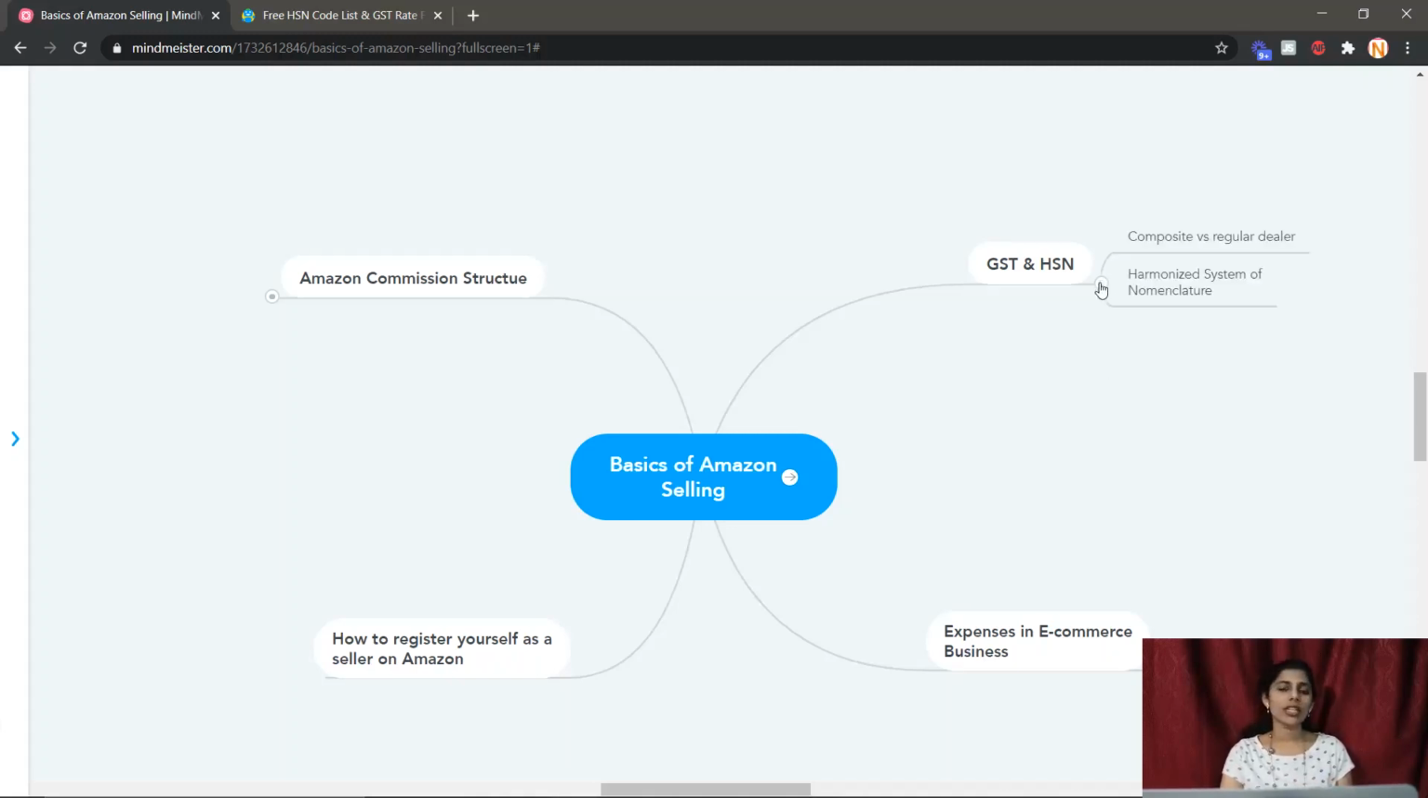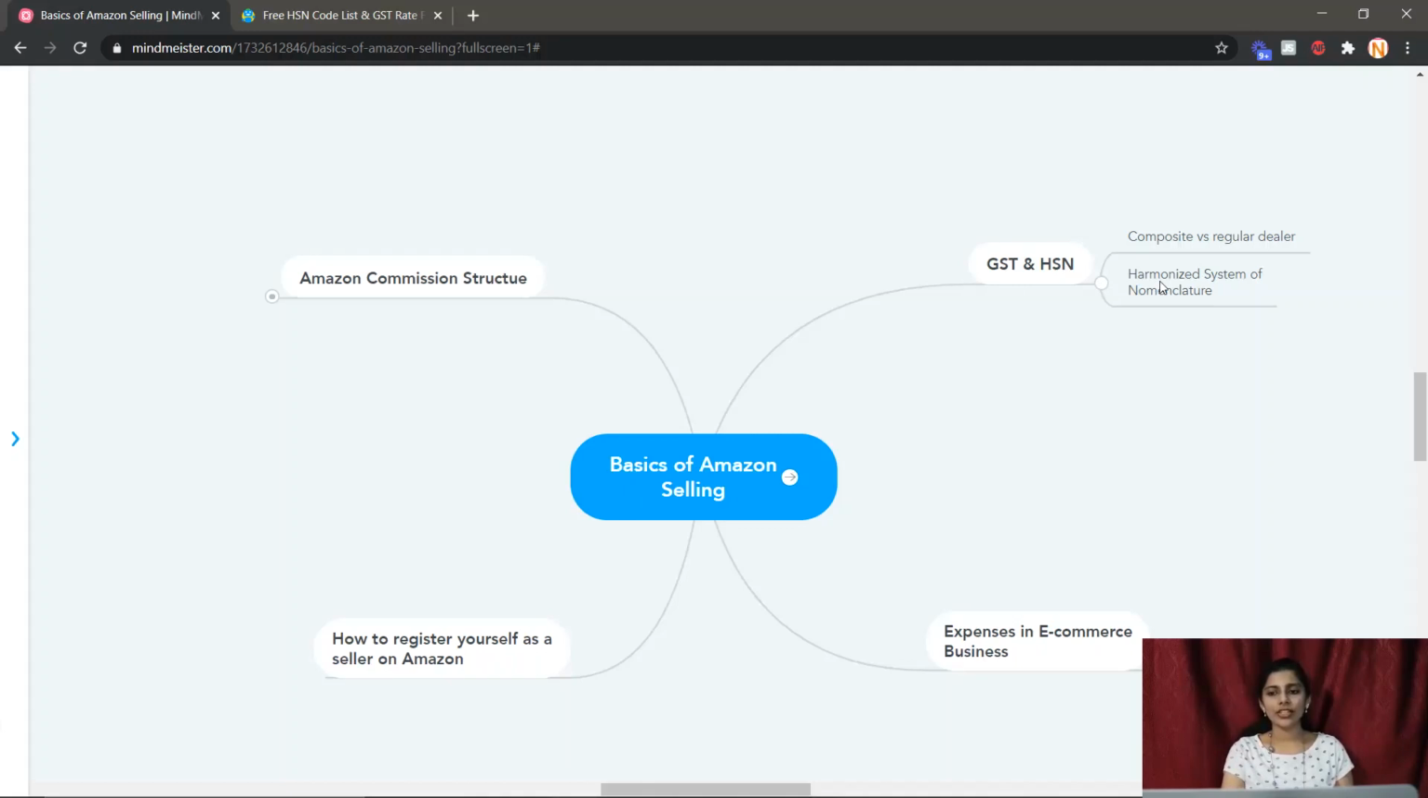In GST, there are two types of GST. One is composite dealer, another is regular dealer. So if you are planning to take a new GST, inform your auditor that you want to go with regular dealer, because composite dealers are not eligible to sell on Amazon. Only if you have a regular dealer GST, you are eligible to sell on Amazon.